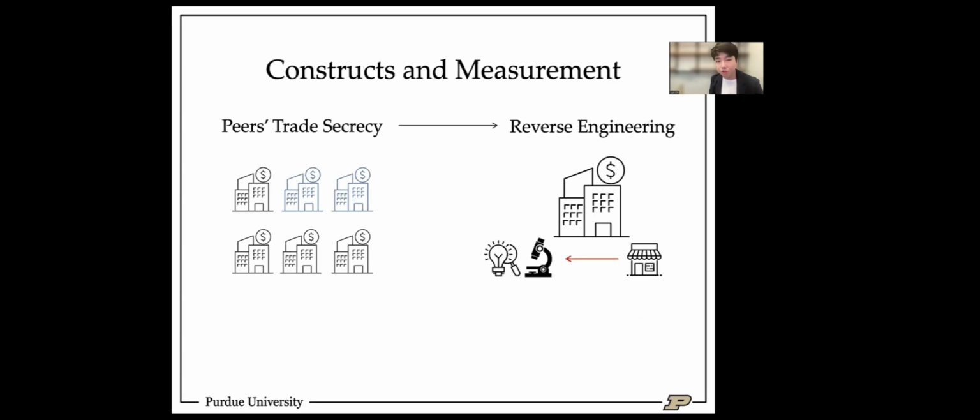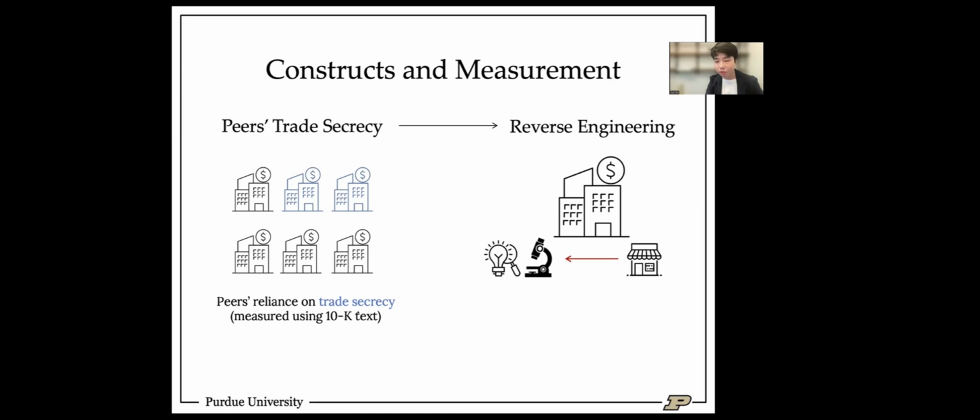In terms of constructs and measurement, I want to lay out the big picture here. We're studying how peers' trade secrecy affects these types of reverse engineering activities. The innovation in terms of measuring reverse engineering, I'll get to later. But in order to first get at trade secrecy, we're going to be relying on the 10-K text. Basically, we're going to identify companies that have mentioned trade secrecy in their 10-K text, and we're going to infer that these companies are using trade secrecy for their innovation procedures.